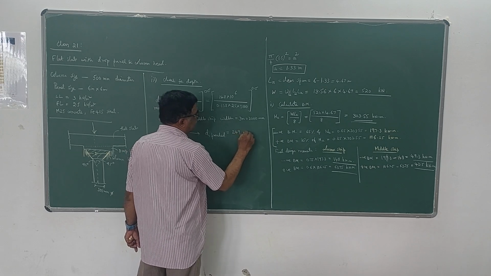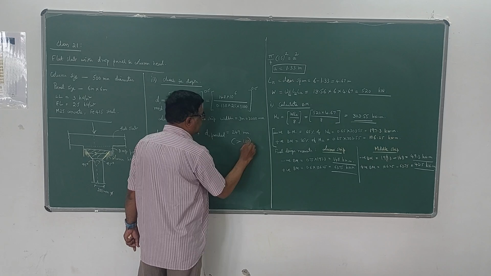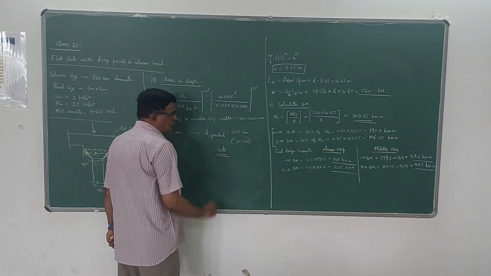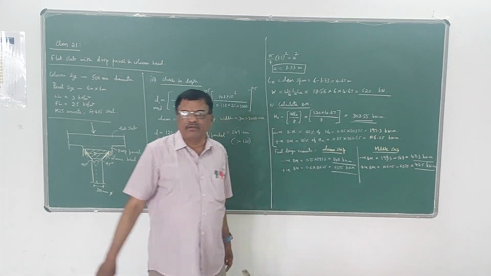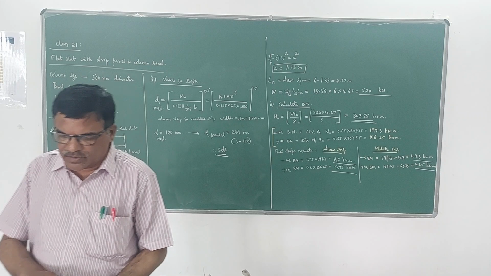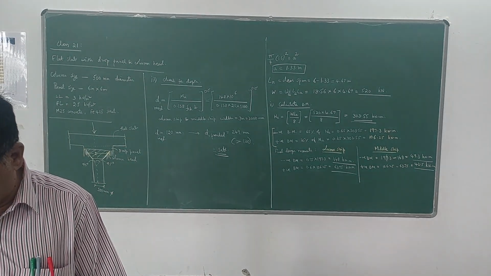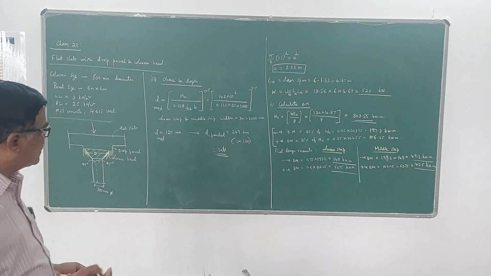So safe. This is greater than 120, therefore safe. So this check we have to do. Automatically for the higher value, if you check all the other values, definitely it will be satisfied. So whatever depth we have provided is okay. That is the meaning. Now we have to check for punching shear.